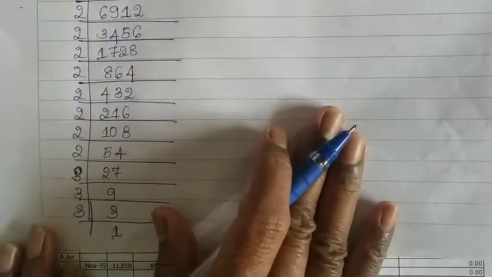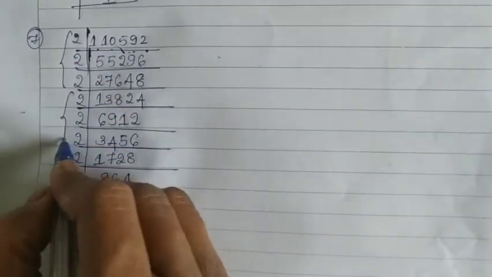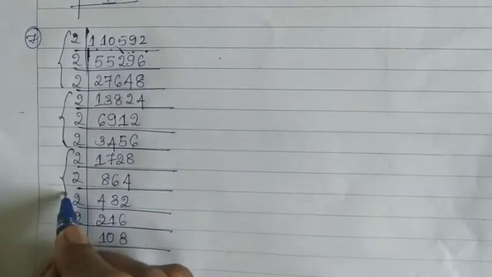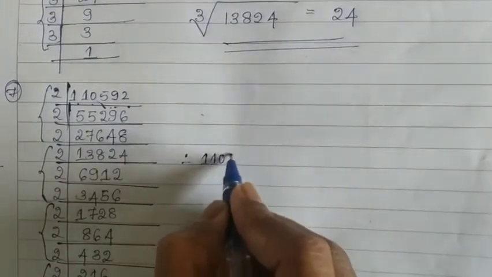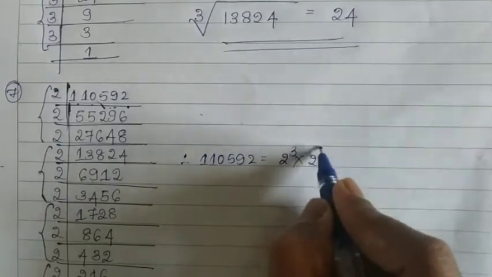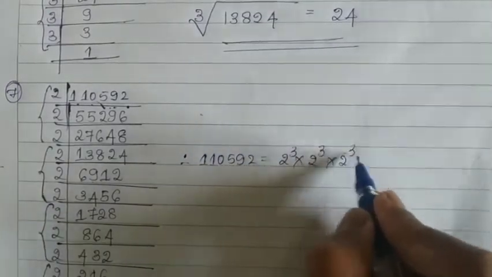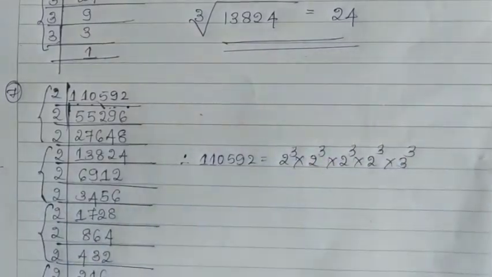Now grouping the numbers like this. One group 2 to the power of cube, another group 2 to the power of cube, another group 2 to the power of cube, another group 2 to the power of cube. The last group is 3 to the power of cube. Okay children, now let us write. Therefore 1,10,592 is equal to 2 to the power of cube into 2 to the power of cube into 2 to the power of cube into 2 to the power of cube into 3 to the power of cube.